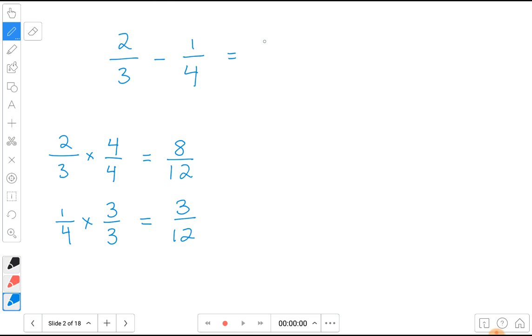Now we can rewrite this. 2/3 becomes 8/12, and we're going to subtract 1/4, which becomes 3/12. And 8/12 minus 3/12, these are the same denominator, so we can subtract 3 from 8, and we get 5/12. So there's the answer.